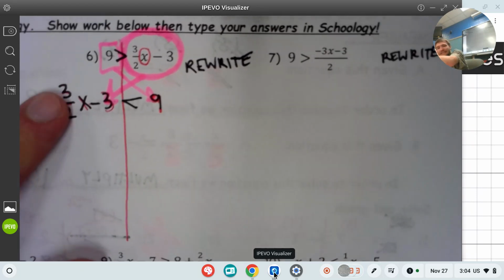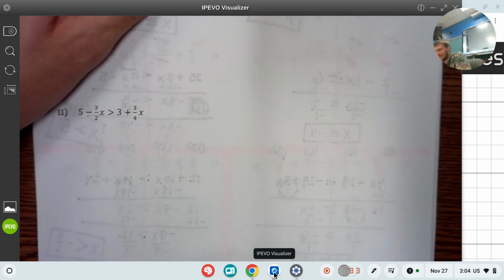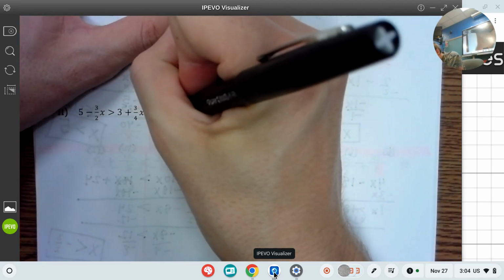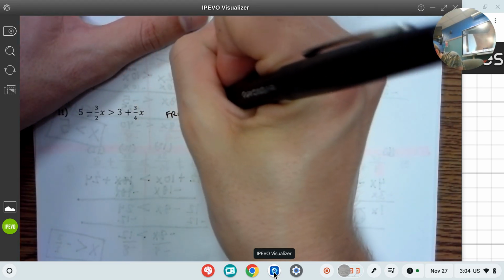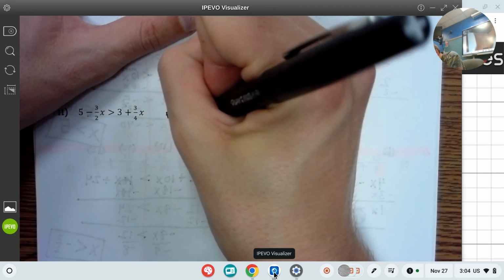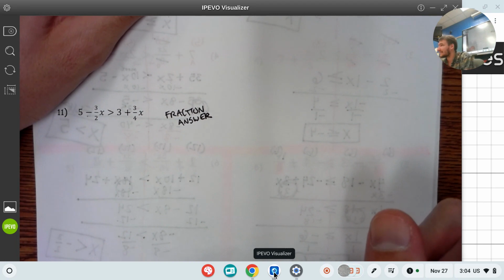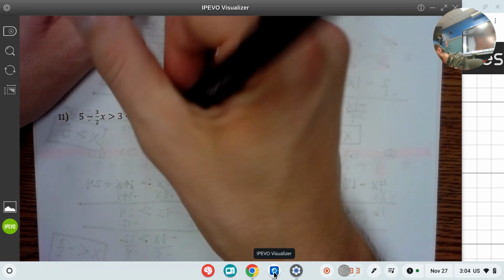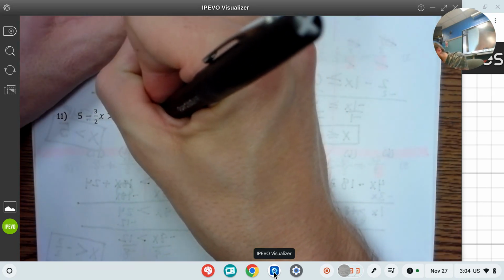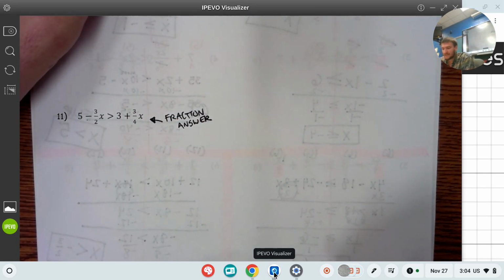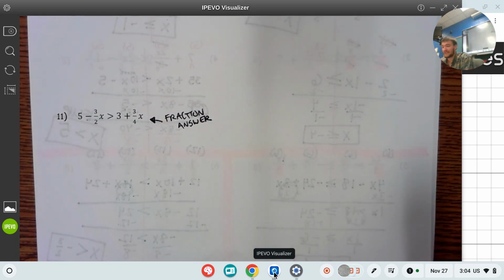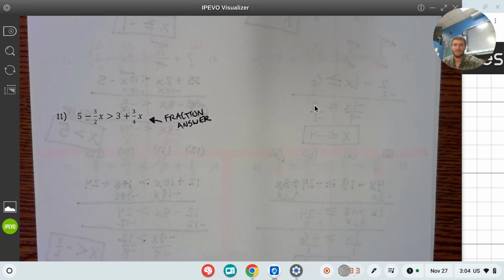Now, one more little tip, and it's literally going to take 2 seconds here. Number 11 is a fraction answer. All right. If you get a normal number, it's not right. And if I told you that number 11 was a fraction answer, none of the other questions are fraction answers. So if you get a fraction on number 8, it's not going to be correct. If you get a fraction on number 9, it's not going to be correct.